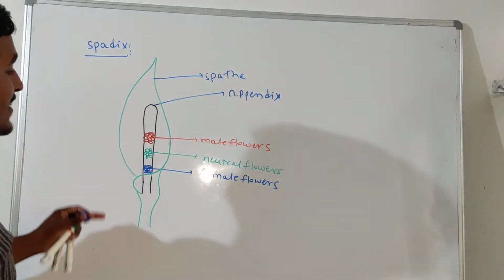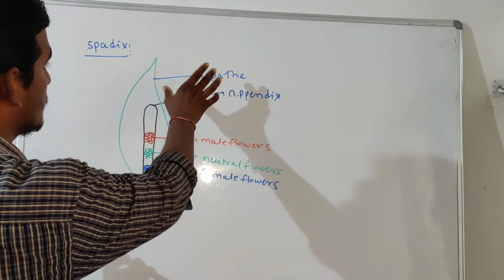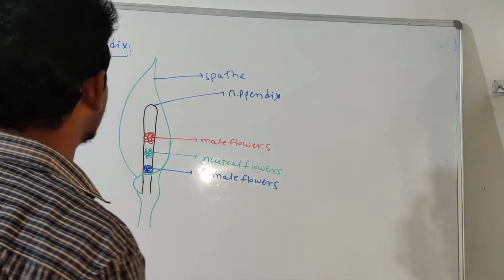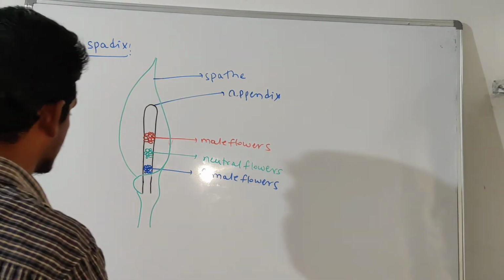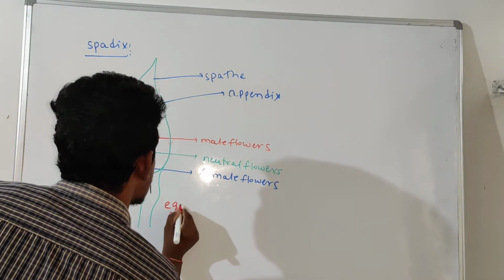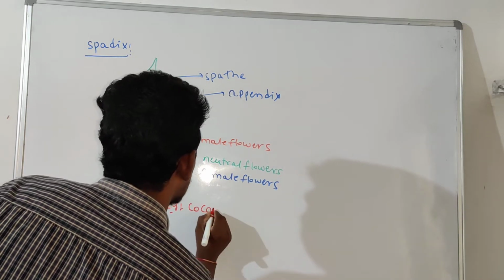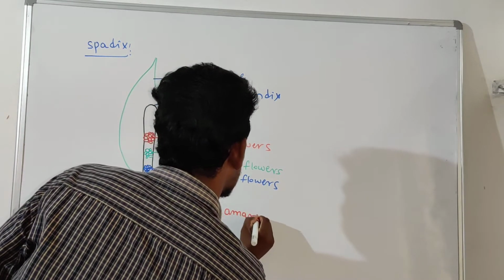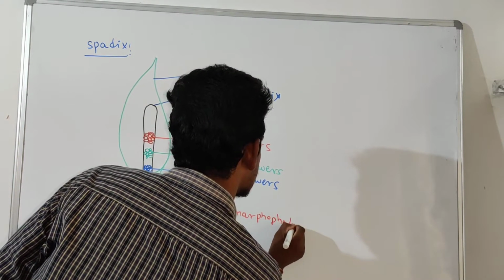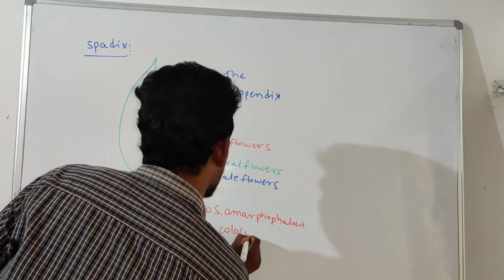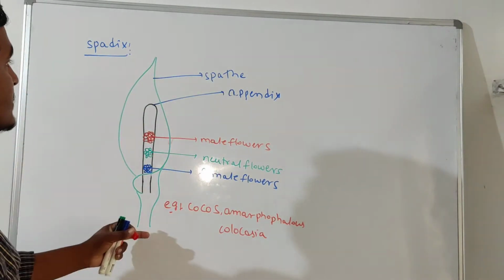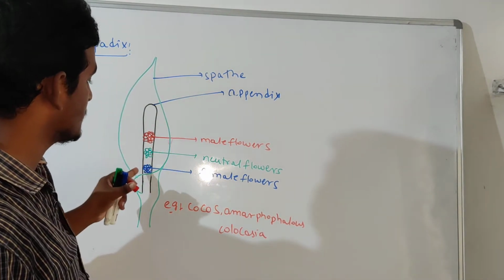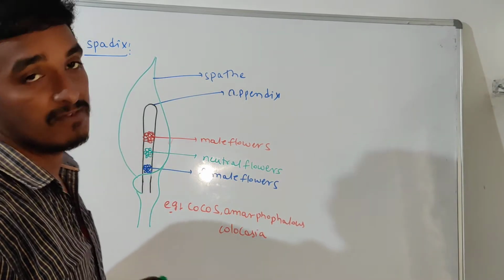It is a modified bract. So what is it mainly helpful for? It is helpful for protection. So examples for a spadix inflorescence are Cocos nucifera, coconut, Amorphophallus, and Colocasia, right? So these are all examples of the spadix type of inflorescence. So which type of flowers are present? Those are sessile flowers, right?